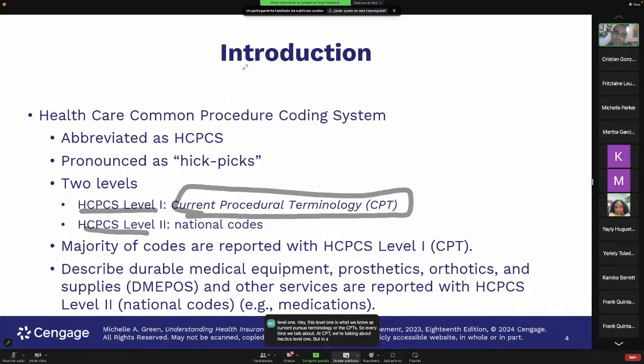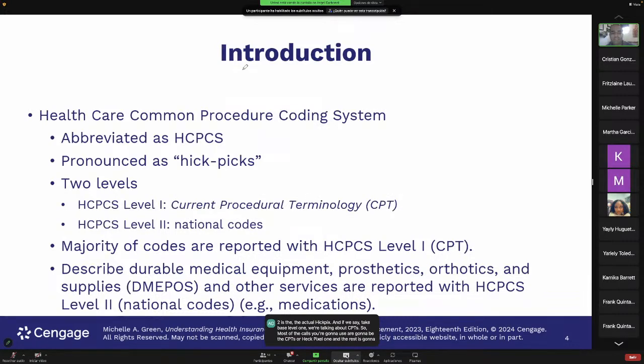But in practice, we don't use the term HCPCS level 1 that much. For CPTs, we say CPT. For HCPCS level 2, we call them HCPCS. Just know that little difference. Whenever we say HCPCS, it is level 2, and if we say HCPCS level 1, we're talking about CPTs. Most of the codes that we're going to use are going to be the CPTs, or HCPCS level 1, and the rest is going to be anything that does not have to do with a procedure.